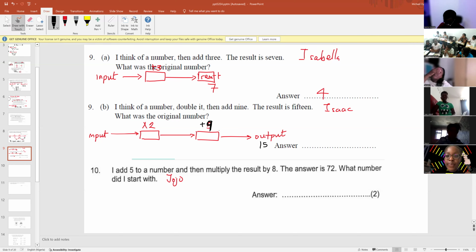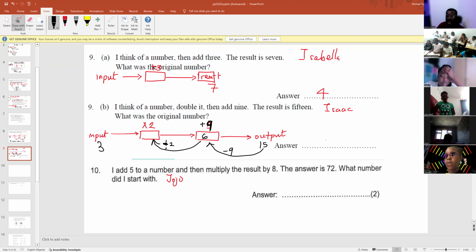You put 3 inside the times 2, because 3 times 2 is 6, and 6 and 9 is 15. Okay, if you walk back, we take away 9 first. Take away 9, that would be 6. Then divide by 2. So the answer is 3. How many of you got this answer?